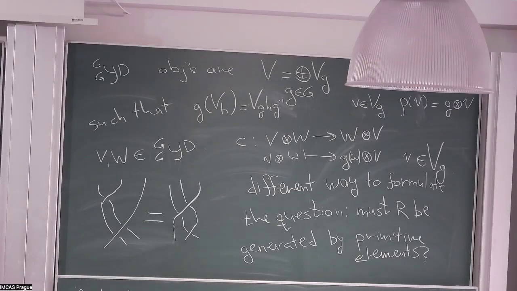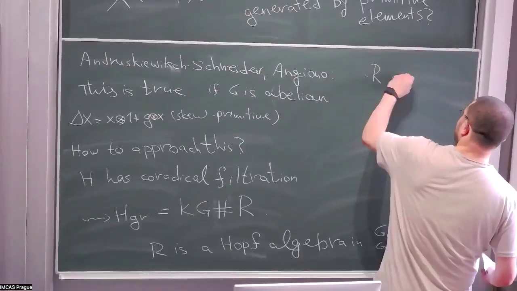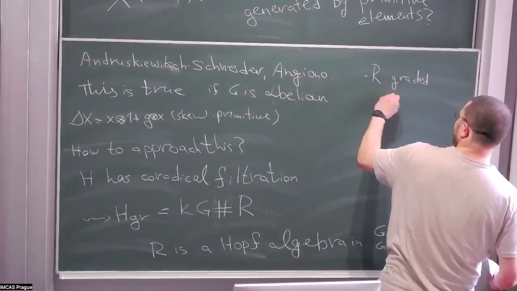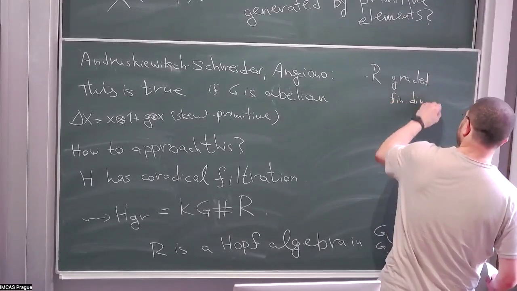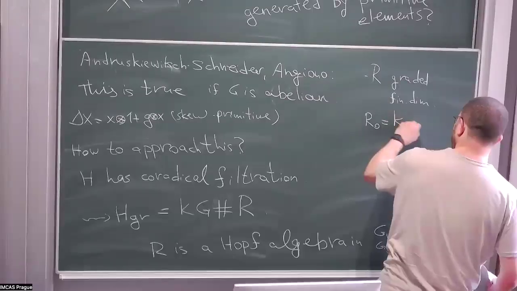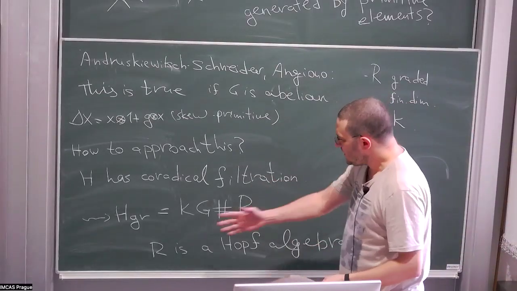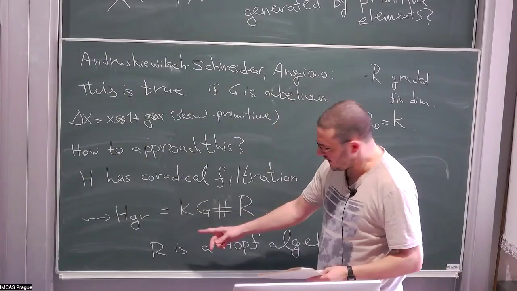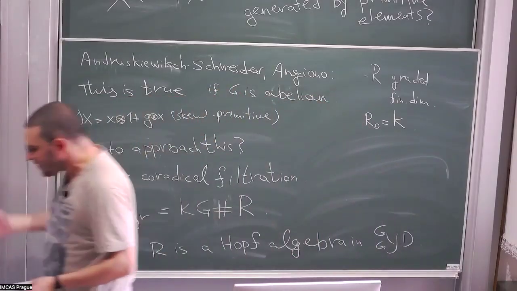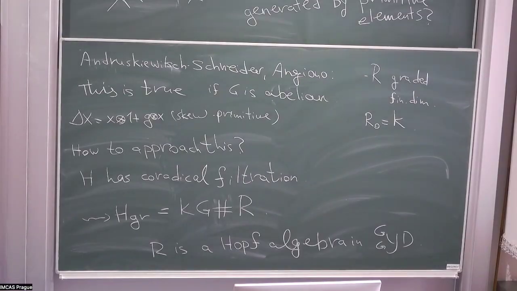Yes, the next thing, speaking about this kind of algebra. Of course, it's not only that R is a Hopf algebra inside the Yetter-Drinfeld category, it's actually a bit more. One thing that I know is that R is graded, finite dimensional, and R0 is just my ground field, because everything that could have been in degree 0 disappeared inside this kG that I have here. So the question is if this kind of algebra will necessarily be generated by primitive elements.